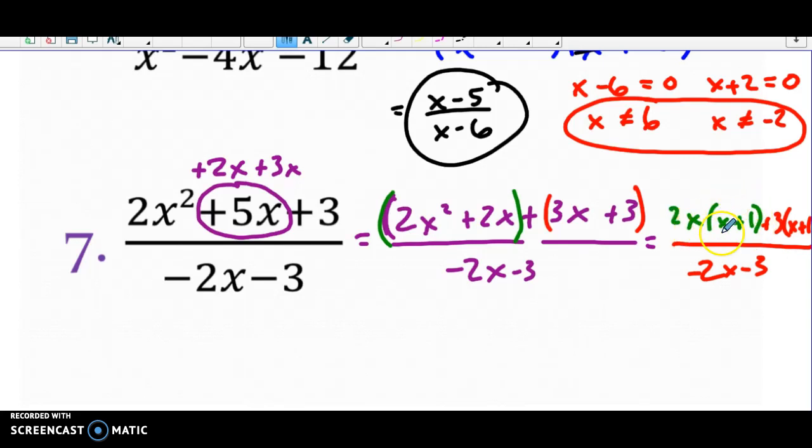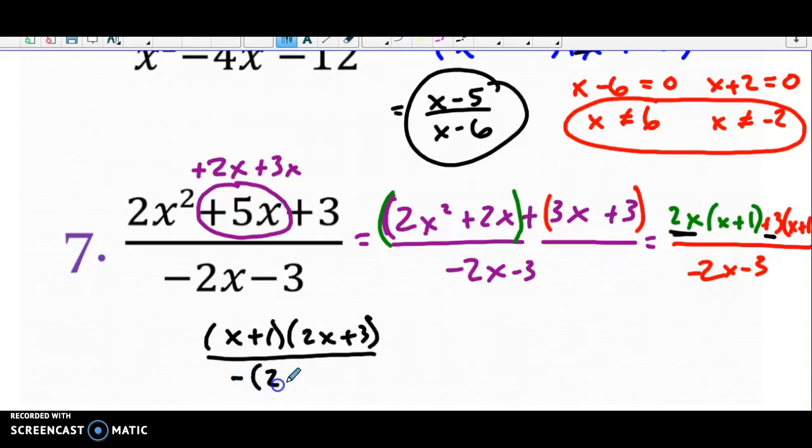So now I have this x plus 1 factor in common, so I'm going to factor that out. And what that leaves me with is a positive 2x and a positive 3. You might remember this factor by grouping from chapter 9. I also notice that I have a 2x plus 3 factor, and my denominator is negative 2x minus 3. So I'm going to factor out that negative 1, and that's just going to flip the signs on each of these terms so that now it can cancel.